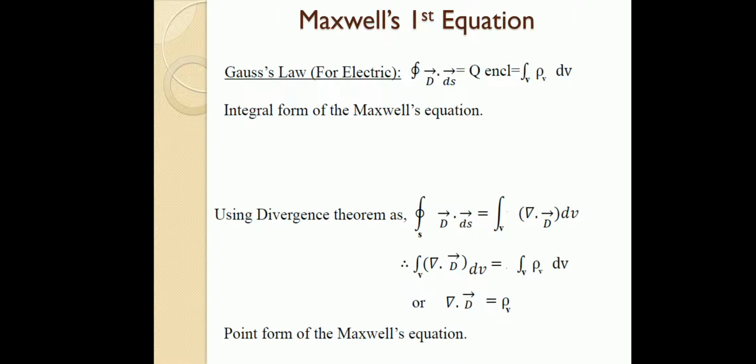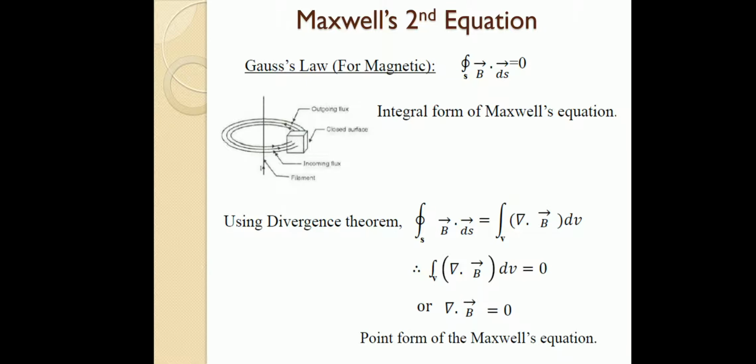So for the first equation, there is no change between the static field and the time varying field. The integral form as well as the point form are the same. Maxwell's second equation also has no change for static as well as time varying fields. The equation is the surface integral of B dot dS equal to 0 in integral form, and del dot B equal to 0 in point form. You can see the derivation is the same as in the previous case, so I am not repeating it.